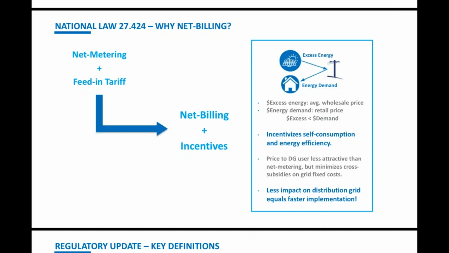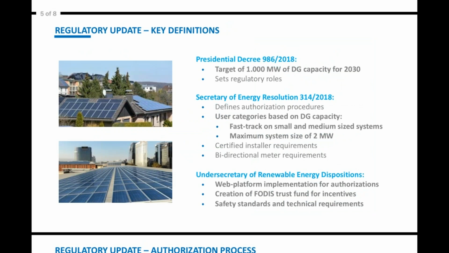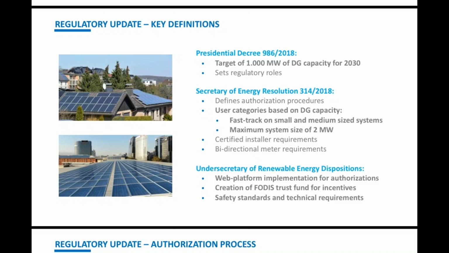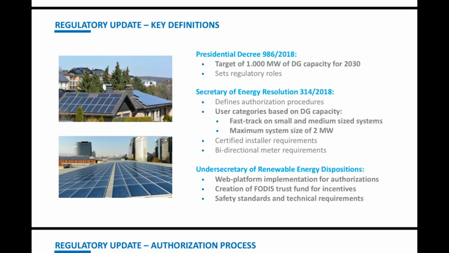So now moving on to the regulatory update. After the law, I'm just going to go through the main points because I want to take some more time on the authorization process and the key part. We set a target of 1000 megawatts of capacity by 2030. We also define user categories based on capacity. We'll talk a bit more about that, but we define the fast track for small and medium-sized systems, and also a maximum system size of 2 megawatts for distributed generation.